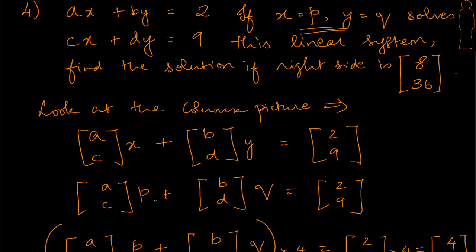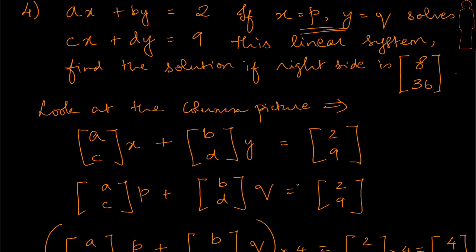there is a very easy way that we can understand the solution. This can be written as AC as one column, BD as the other column, and we can put AC times x plus BD times y equal to 2, 9. Now we know that P, Q solves this equation. Therefore, this equation holds when I substitute x as P and y as Q.